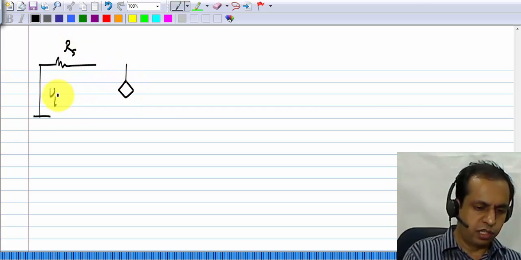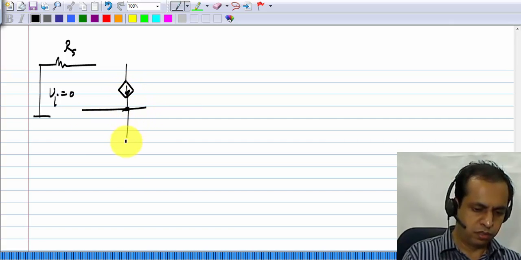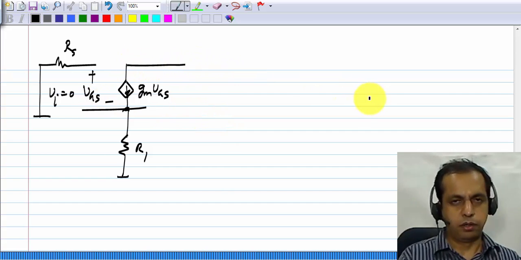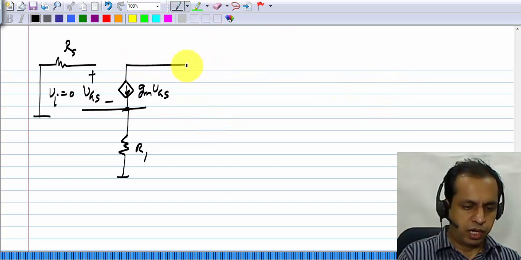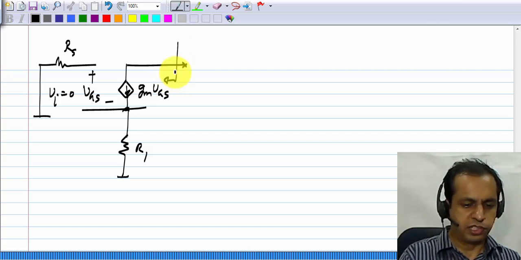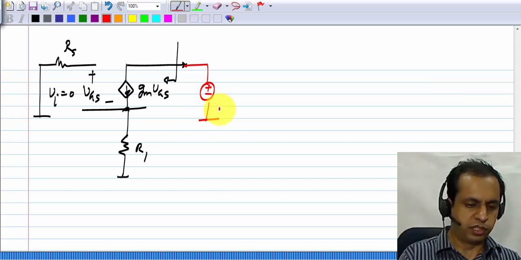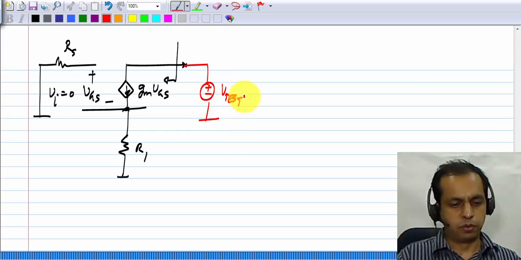I have set the input voltage to 0, and I have R1 here and gm VGS, where this is VGS. Okay, and I want to find the output resistance looking that way, so I can connect a test voltage or a test current. Let me connect a test voltage for now.